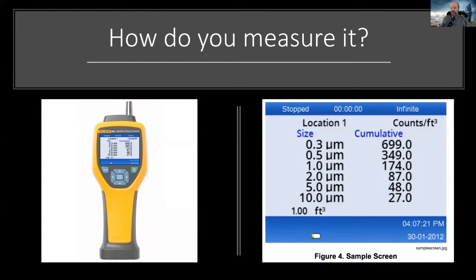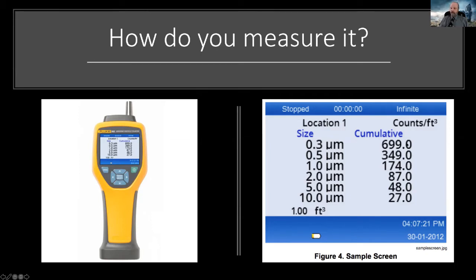So think about this. What class of clean room does this data represent if you're using a 0.3 micron threshold? That's counts per cubic foot. Can someone put something in the chat box to estimate the class of clean room that this data would represent? Class 1000, class 10,000, class 100, class 10. Well, let's take a look at it.